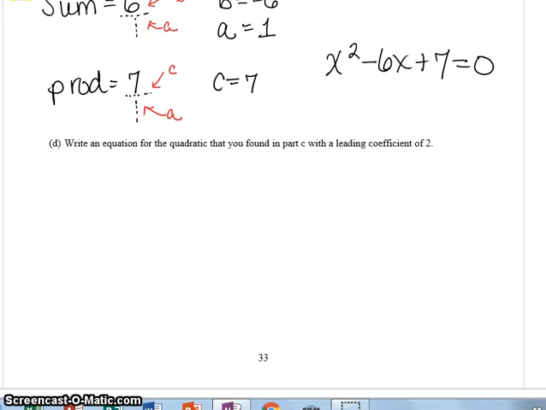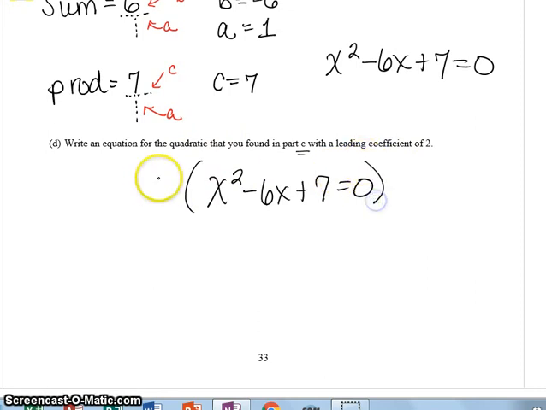Okay, now part D says write an equation for the quadratic that you just found in part C. Now remember, x squared minus 6x plus 7 equals 0 is what we just found, but it says with a leading coefficient of 2. So it wants me to switch this to 2. Well, if I switch that to 2, I have to switch everything else to 2. So it's going to result in 2x squared minus 12x plus 14 equals 0. Okay, so it's that easy. You're just distributing and multiplying the 2 through the whole equation.